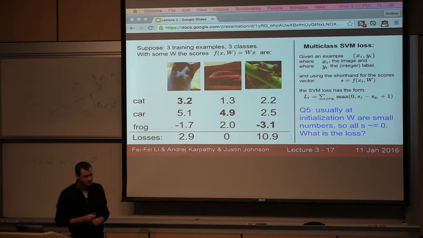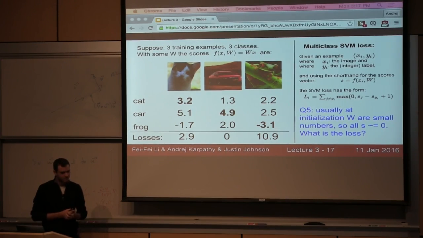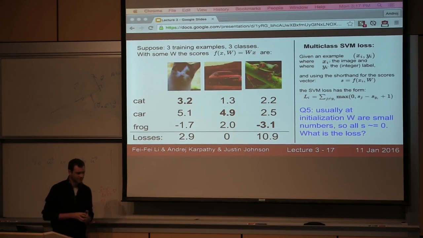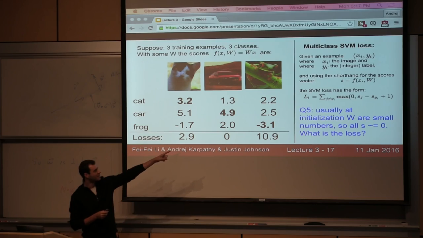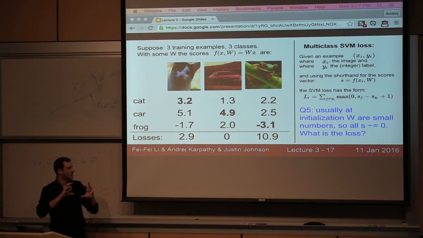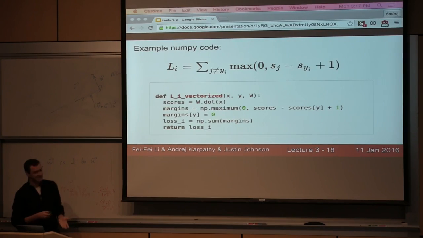Go ahead. Yes, summing over j not equal to yi, wouldn't it be more efficient to not do that, so that you can take the matrix and sum over the whole matrix without having to remove every row? Yeah, so the question is, would it be more efficient to not have this ugly constraint j is not yi, because it makes it more difficult to do easy vectorized implementations of this loss? That actually predicts my next slide to some degree, so let me just go into that.